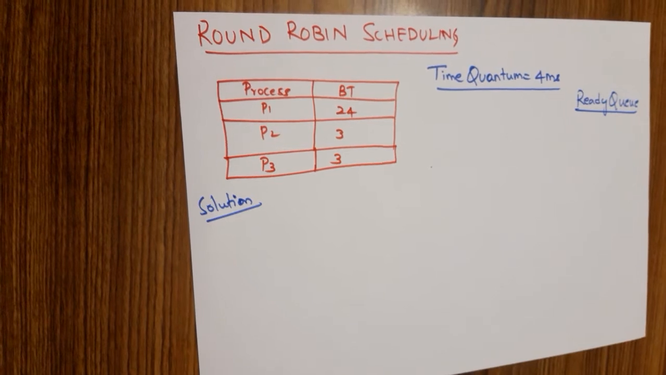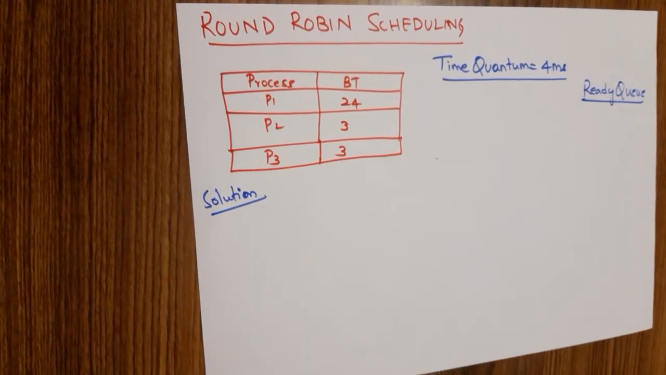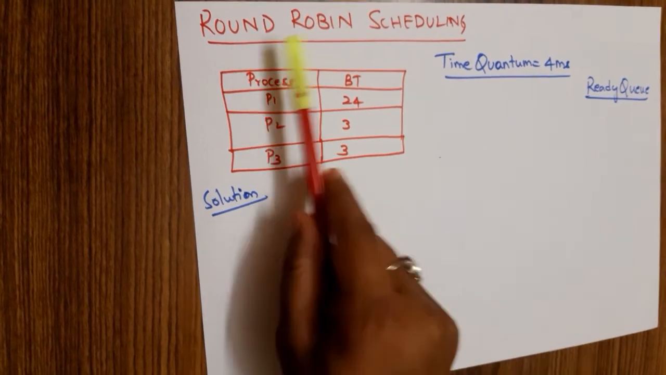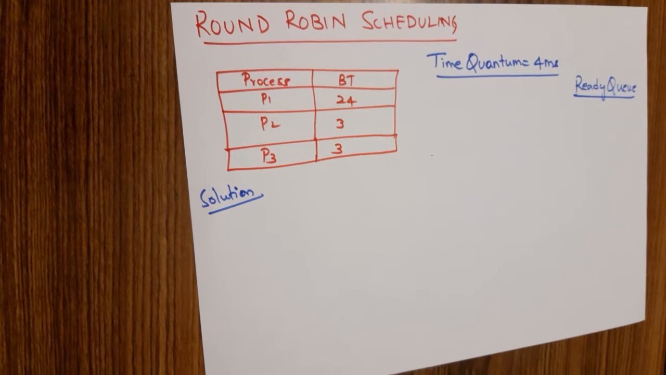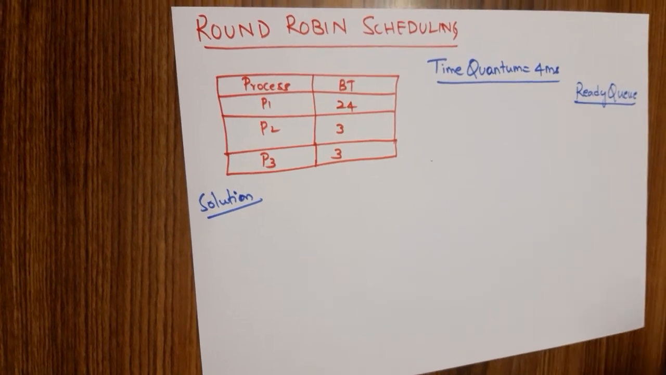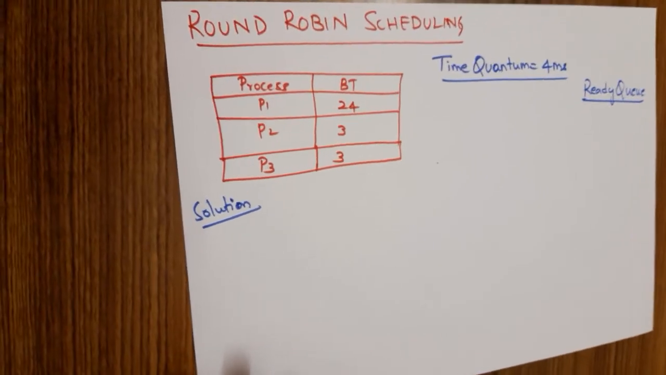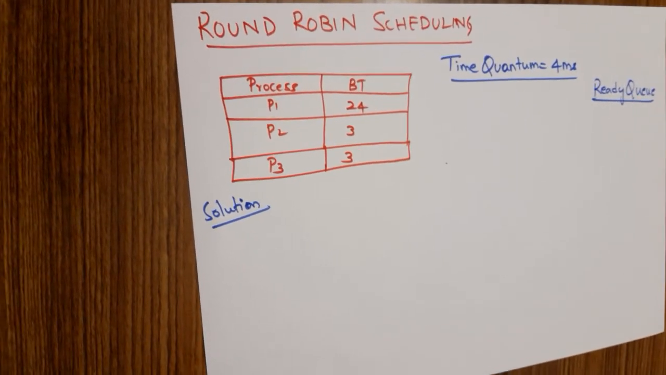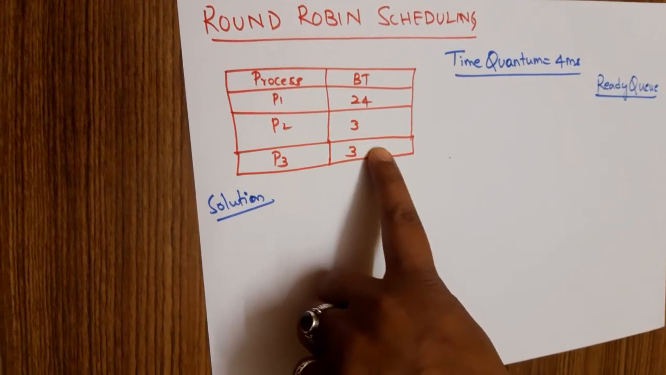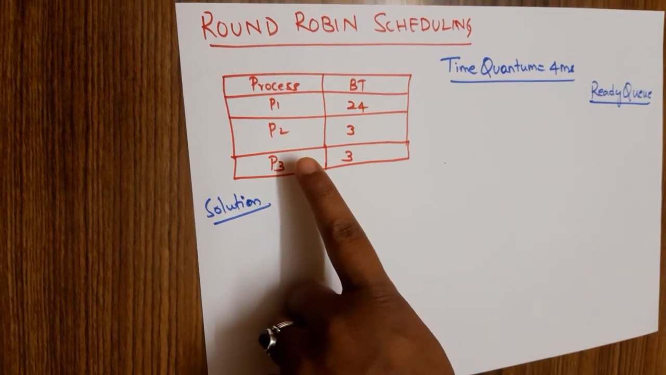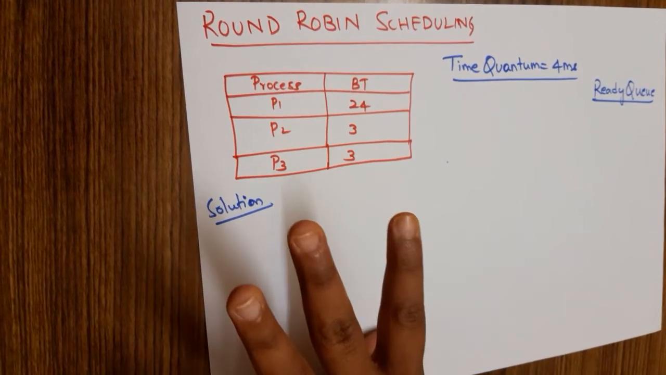Now the last algorithm, or the last problem for solving in this lecture, will be the round robin scheduling algorithm. In your round robin scheduling algorithm, you need not have the preemptive or non-preemptive concept. Here you have the process given and the burst time given. Based on the process and the burst time, you are going to write the Gantt chart.